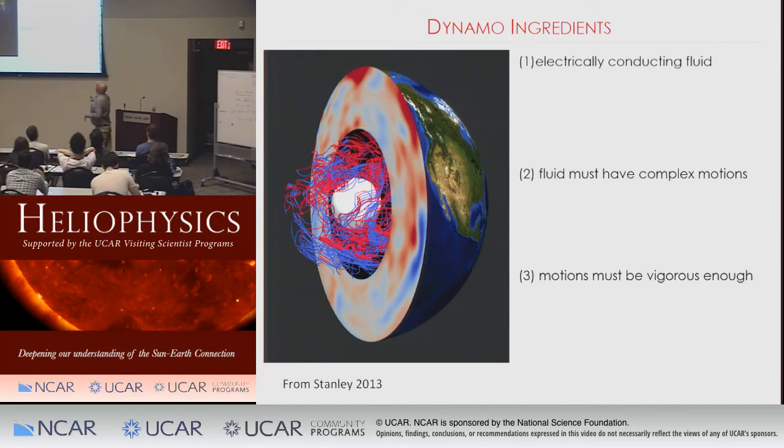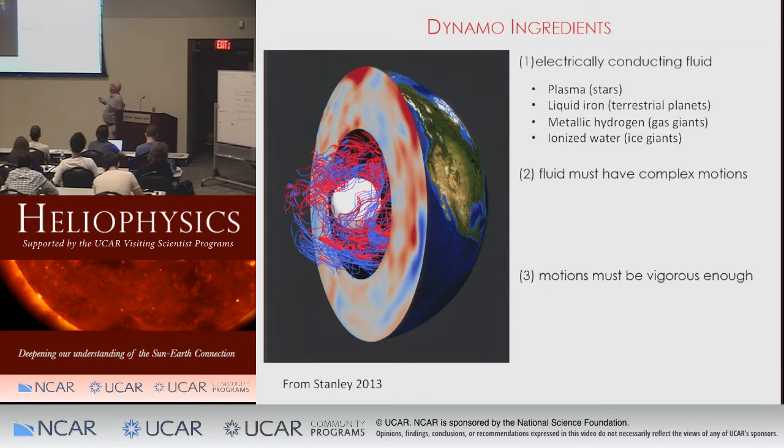And these are the basic three ingredients. If you have these three, almost guaranteed you're going to have a magnetic field. You need an electrically conducting fluid of some kind. And for each of these examples, it's an electrically conducting fluid. So for stars, it's a plasma, an ionized plasma, a really good conductor. Can't really get better than that, I would argue.